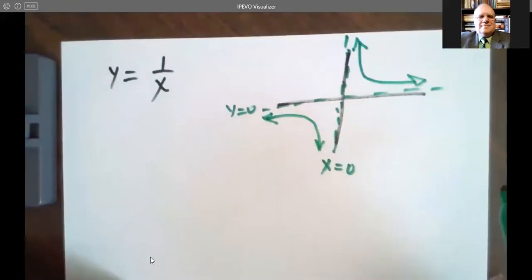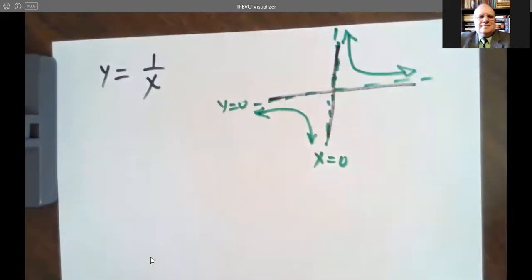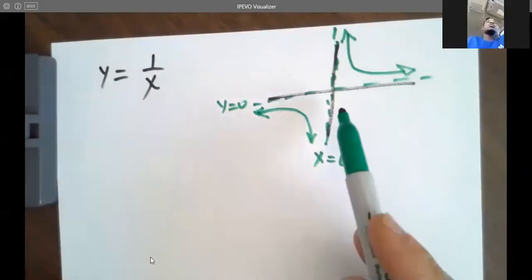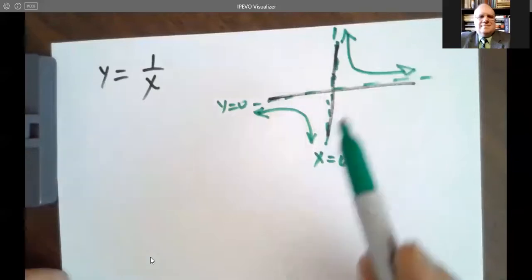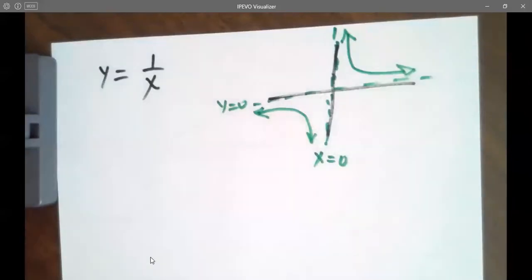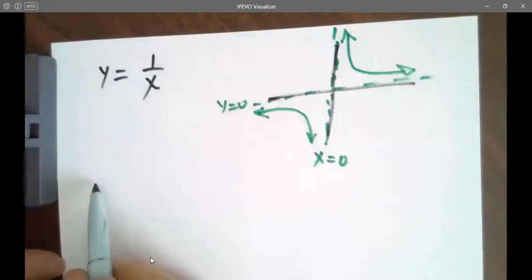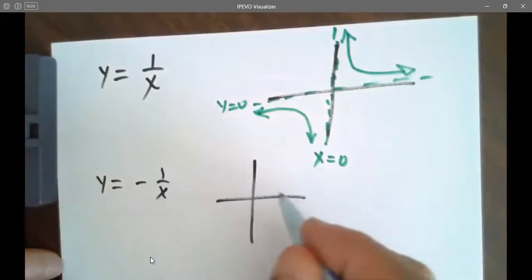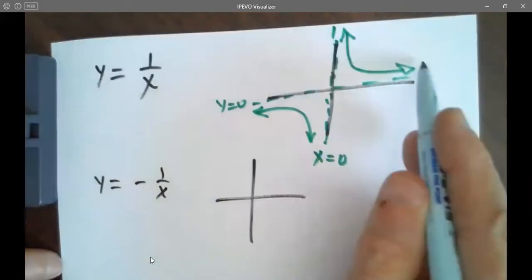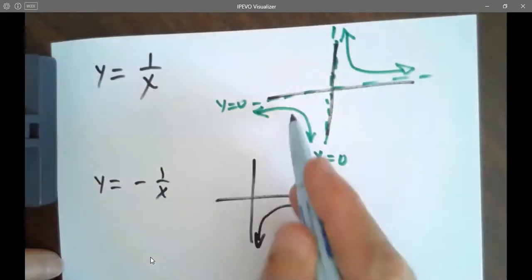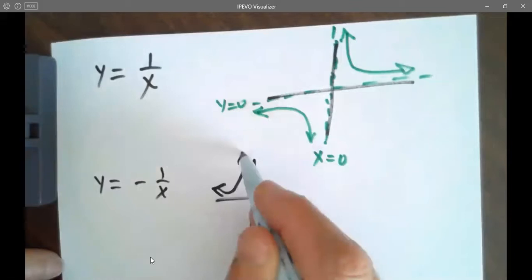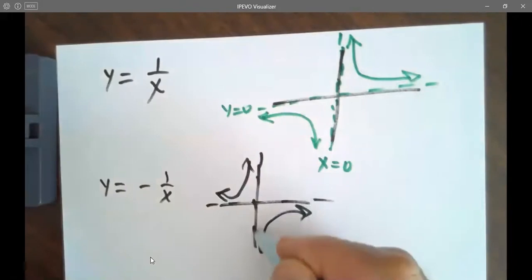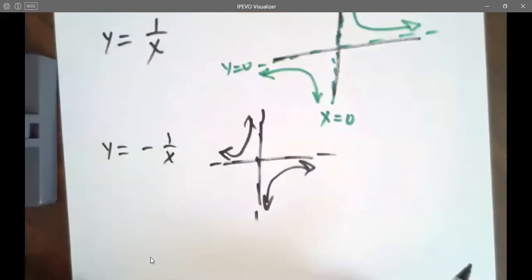Okay, so it does the same. The transformations are the same for the reciprocal graphs. If you get y equals negative 1 over x, it flips it. Now, instead of the curve being up and to the right, now it's down and right. Instead of being down left, it's up. So it flips it. And you still have the same asymptotes, okay, with the negative.